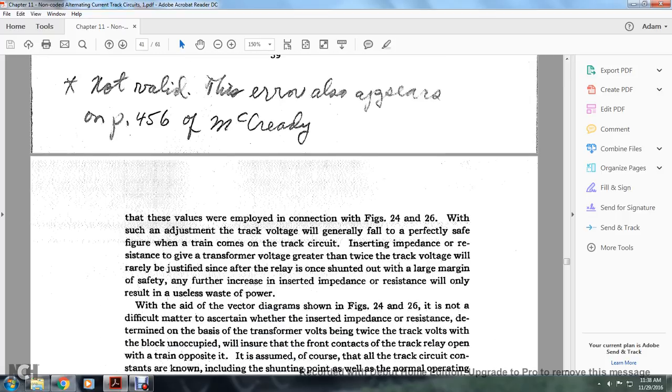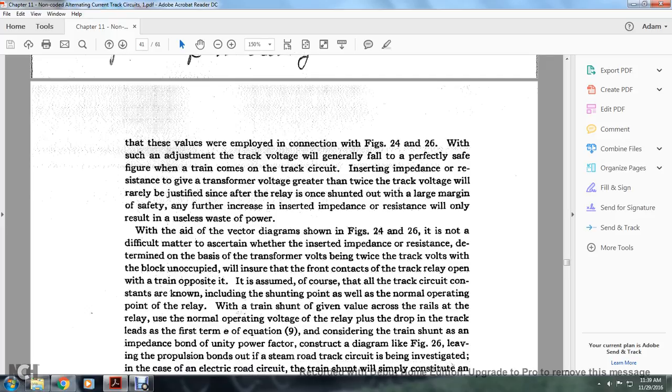These values were employed with the connections of figures 24 and 26, with such adjustment that the track voltage generally falls perfectly safe when the train comes into the track circuit. Inserting impedance or resistance for a given transformer voltage greater than twice the track voltage will very rarely be justified, since after the relay is once shunted there is a large margin of safety, and a further increase of the inserted impedance or resistance will only result in a useless waste of power.